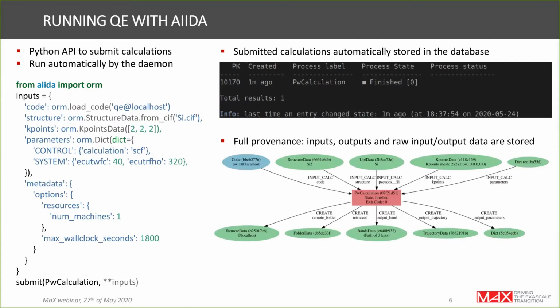But as promised, AiiDA does not only store the calculation, but the entire provenance. So here you will see all the input on the top. You will see all the input nodes, the code, the structure data, the UPF data that was used, the K-points data, and the input dictionary that were defined on the left. But not only the inputs, also the outputs that have been produced. So we see a bands data containing the band structure and a dictionary with some output parameters.